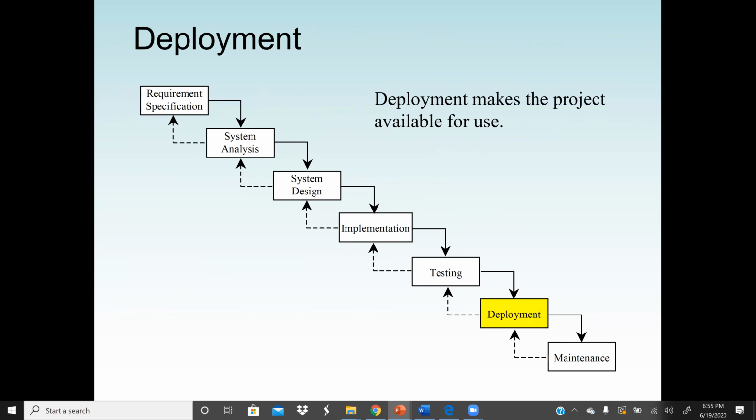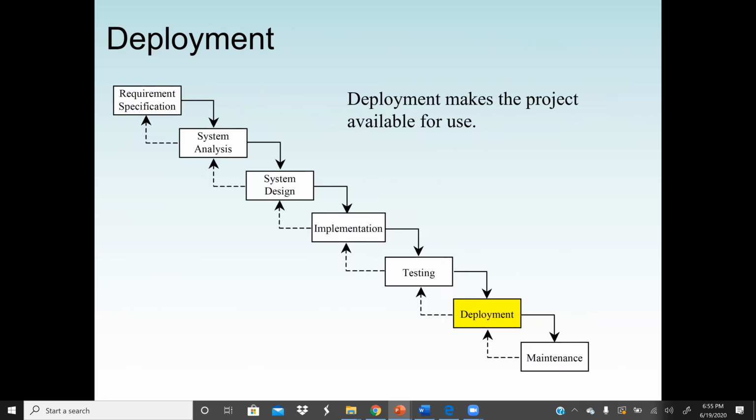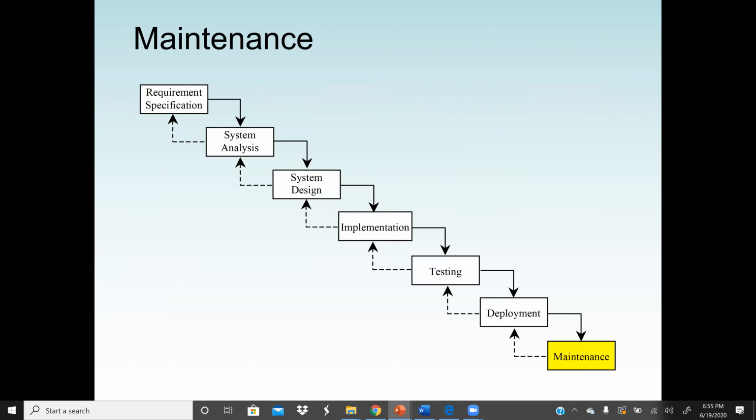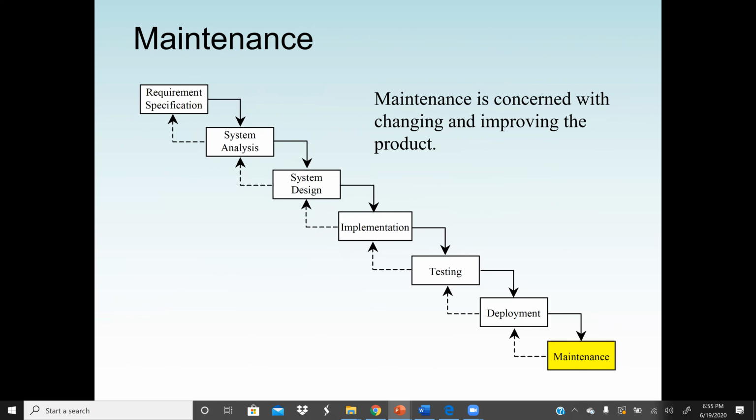So deployment makes the project available for use. And then the last phase is maintenance. Always there is something that we have to be concerned about. Sometimes we may even end up upgrading the system or coming up with a new version of the system where we are going to include more features in the system. So maintenance is concerned with changing and improving the product.